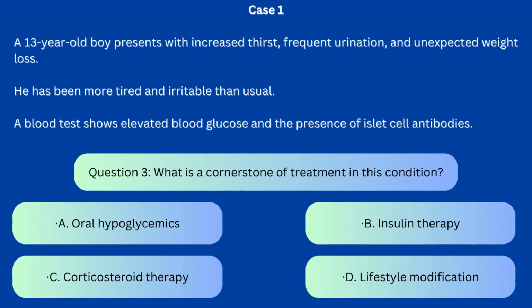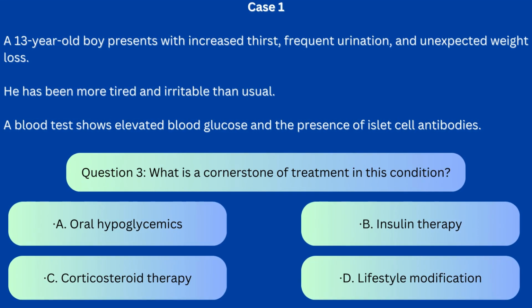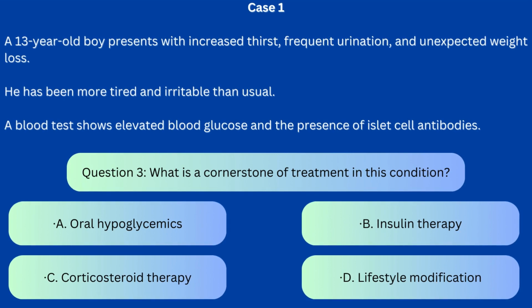Question number 3. What is the cornerstone of treatment in this condition? A. Oral hypoglycemics. B. Insulin therapy. C. Corticosteroid therapy. D. Lifestyle modification. The correct answer is B. Insulin therapy is essential in managing type 1 diabetes due to the autoimmune destruction of insulin-producing beta cells. It helps regulate blood glucose levels and is a critical component of the treatment.